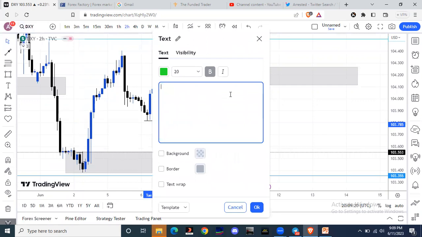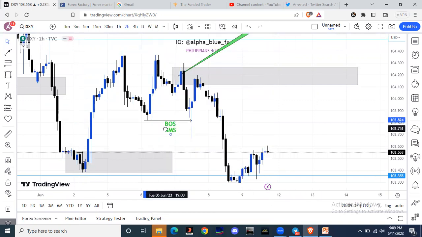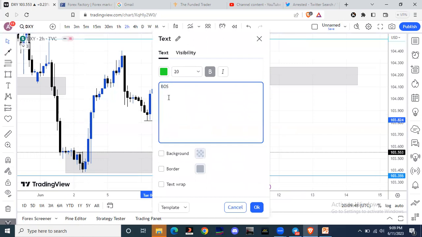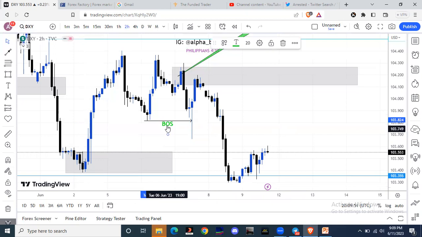You can say break of market structure, break of structure, BOS, or break of market structure, BMS. Some people label it BMS. So break of structure is when price breaks structure and continues moving in its direction. Let's just use BOS, break of structure, so that we don't make it look messy. So this is a break of structure.